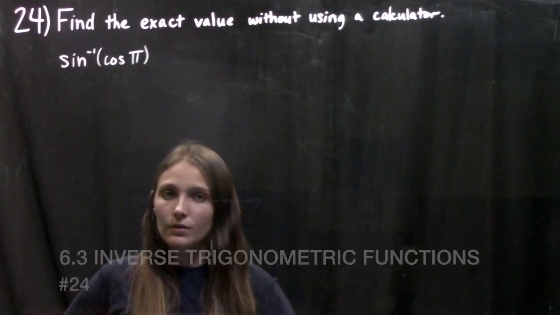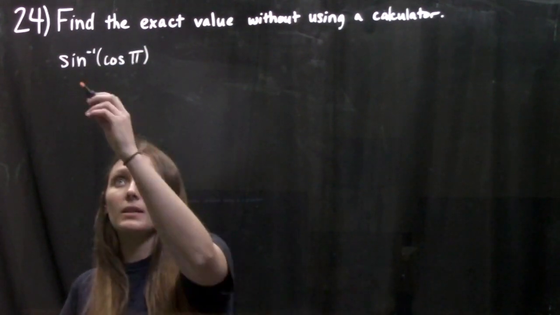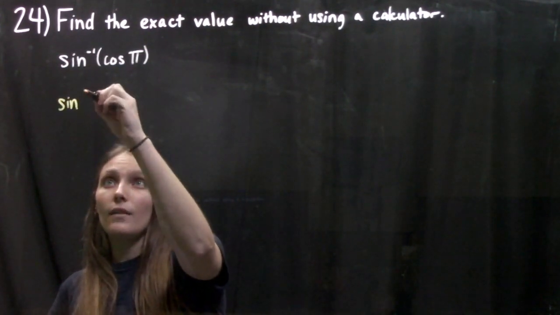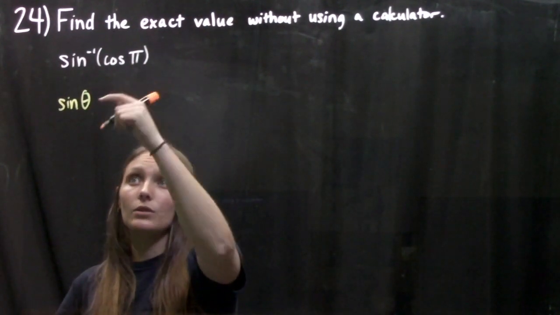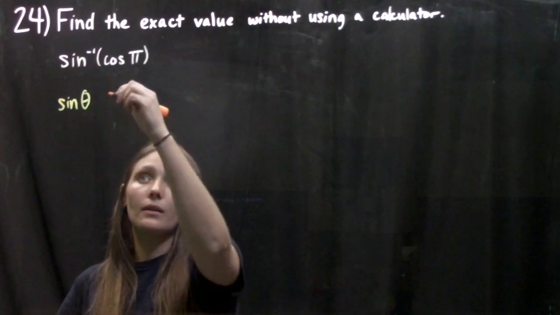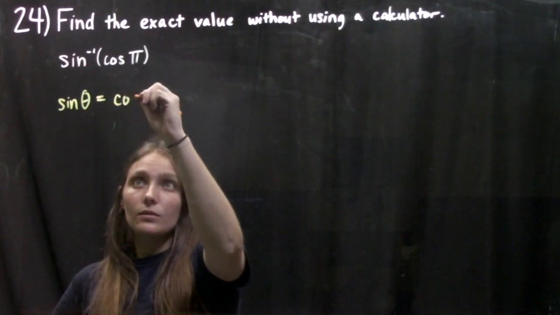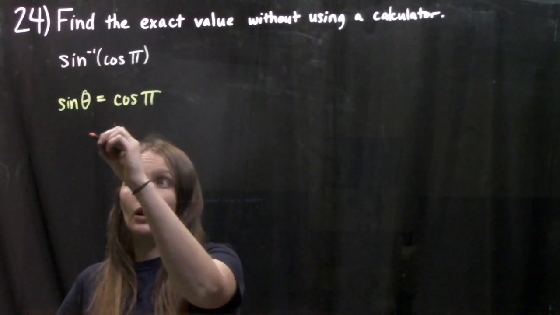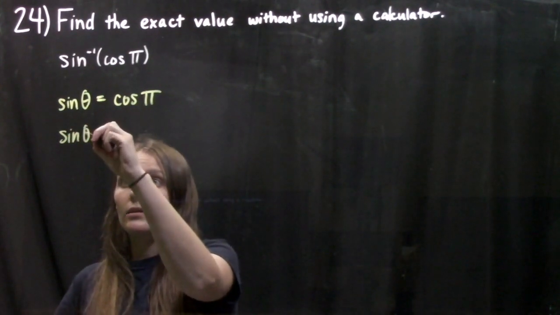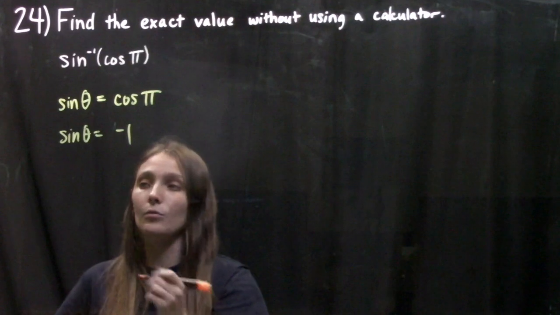So whenever we have an inverse function, what we want to do is rewrite it. And we want to say the sine of some angle gives us this number inside of the inverse. So the sine of some angle theta equals the cosine of pi. And we know from the unit circle that the cosine of pi is equal to -1.